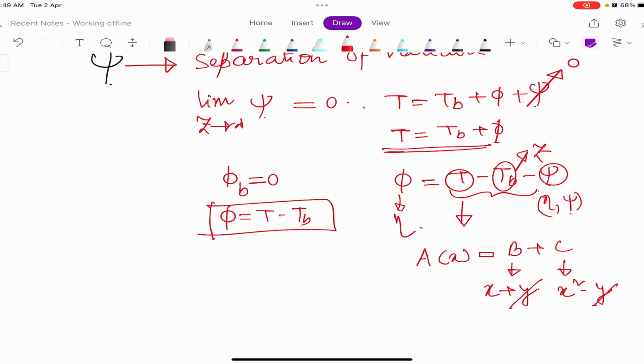Yes, that was a catch. You can argue with me on that point, but you can see that as we derive the solution for psi, as psi is tending to 0 at z tending to infinity, that is for large z, psi is tending to 0. So if psi is tending to 0, now it is valid, that is phi equal to T minus Tb.